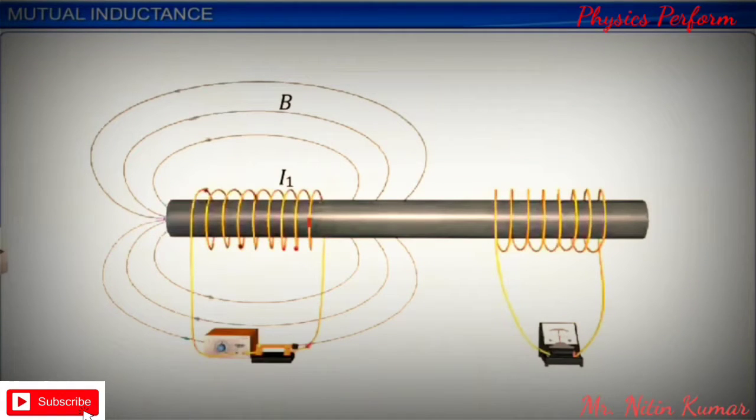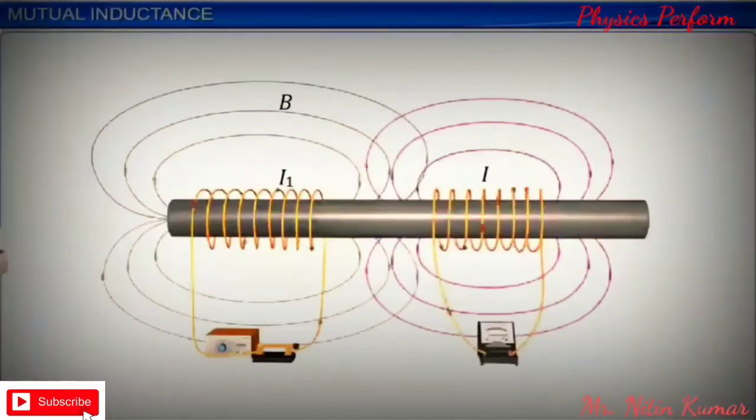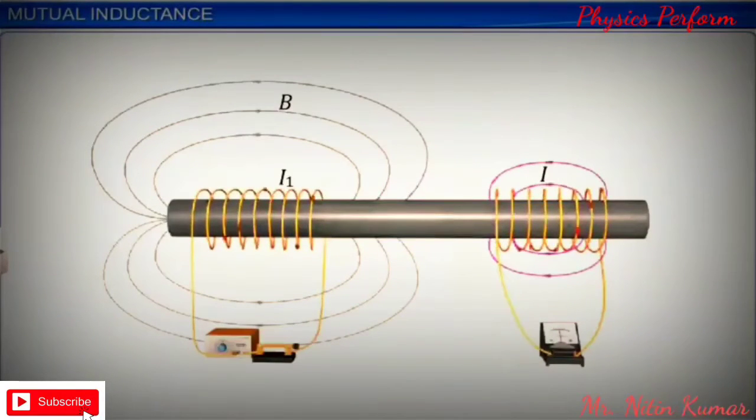When the secondary coil is moved towards the primary coil, the magnetic flux through the secondary coil increases. As a consequence of the increasing flux in the secondary coil, the current induced in it increases as it moves towards the primary coil. Let the current induced in this coil be I. When the secondary coil moves away from the primary coil, the magnetic flux through the secondary coil reduces. As a consequence of the decreasing magnetic flux, the current in the secondary coil decreases.